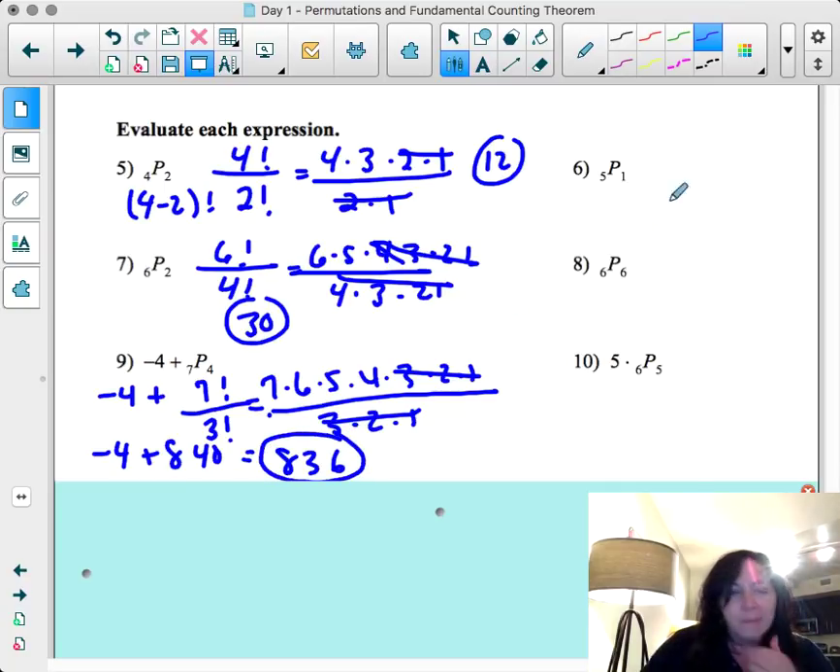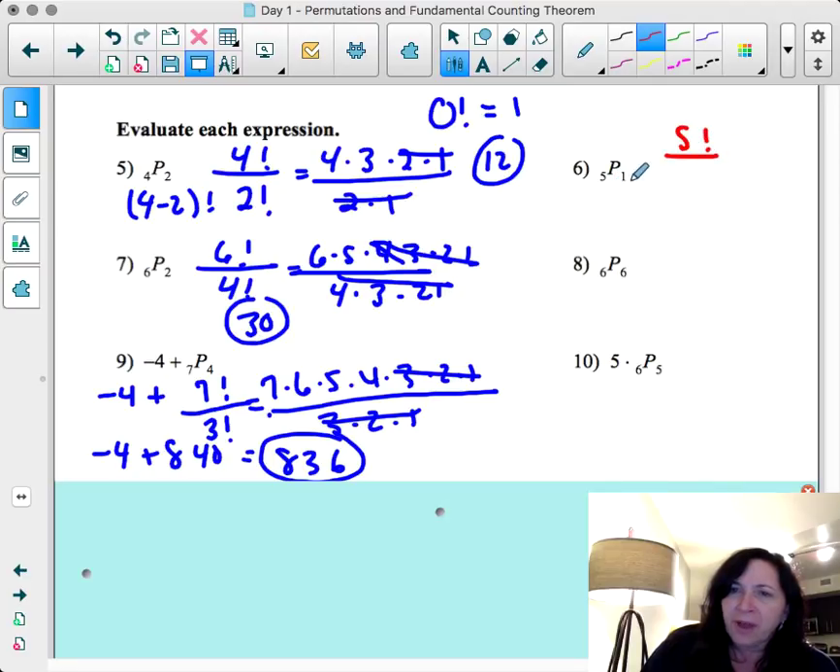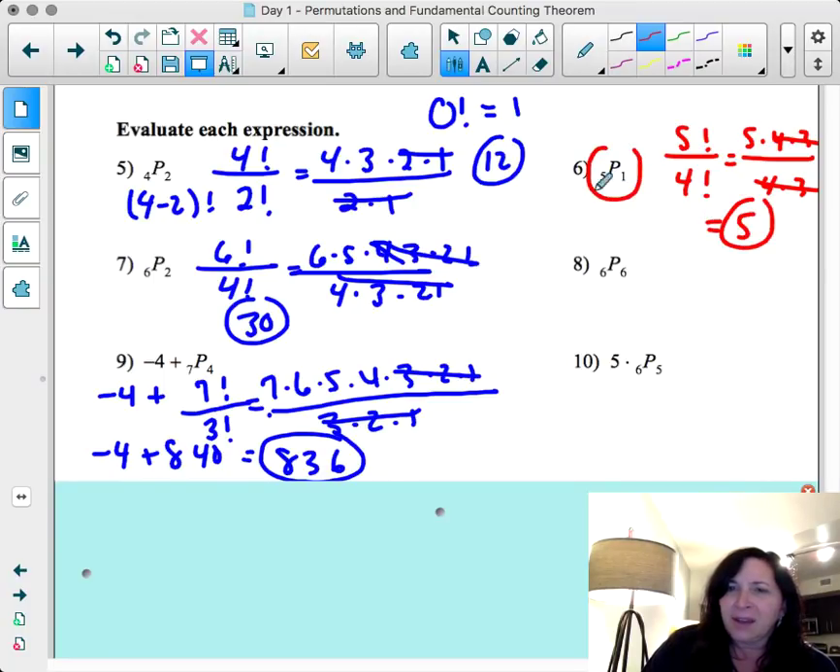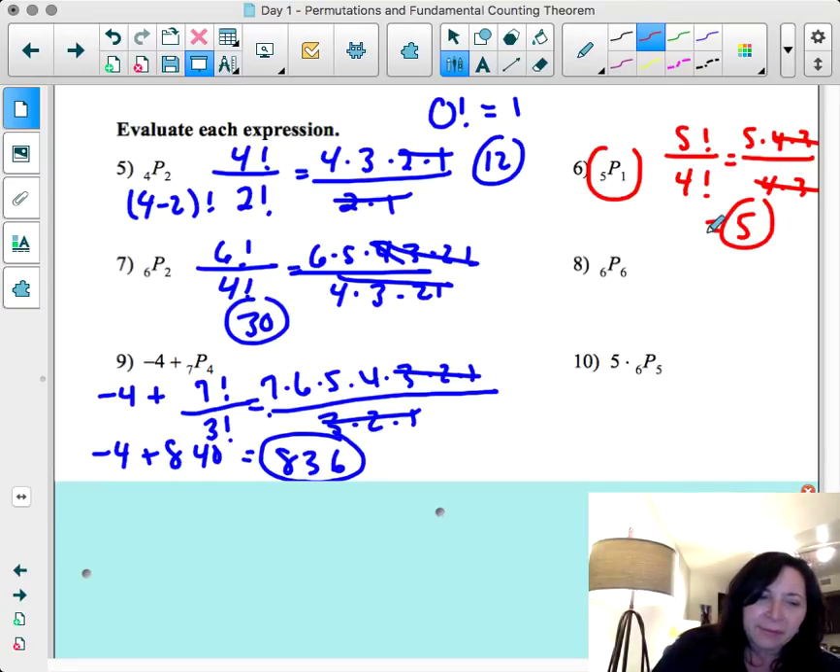Okay. This one, 5 factorial. Remember, by the way, 0 factorial is 1. Very important. This is 5 factorial over 5 minus 1, which is 4 factorial. So this is just 5 times 4 times 3, etc., and this is 4 times 3, etc. These cancel, and I just get 5, which basically means any time you have 5 permutations of 1, you're always going to get 5.